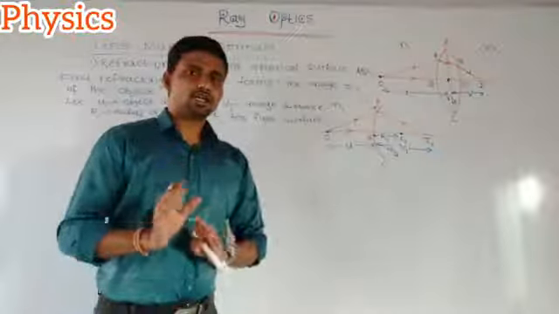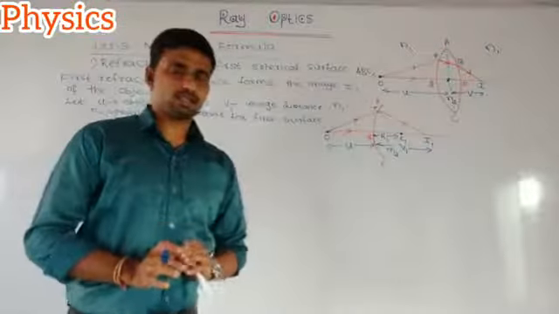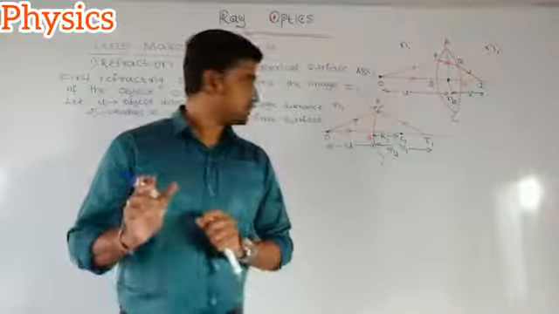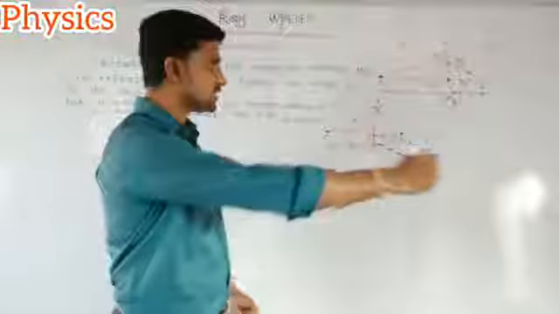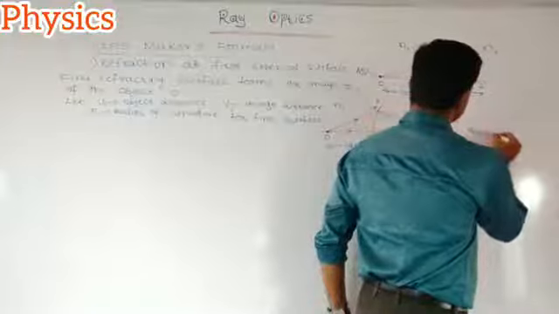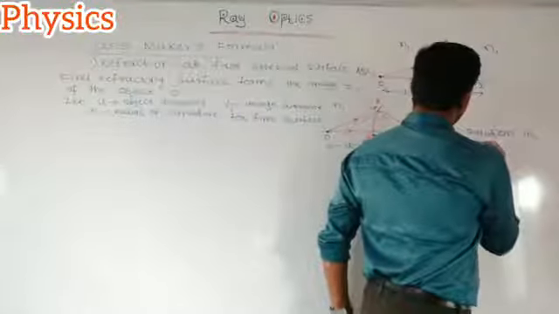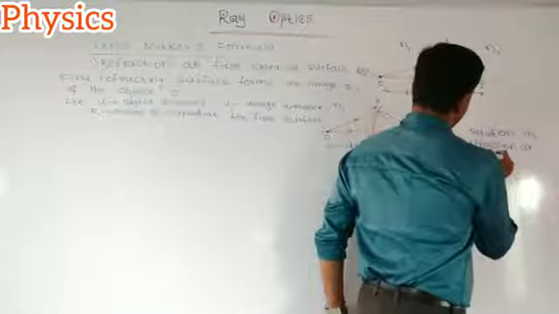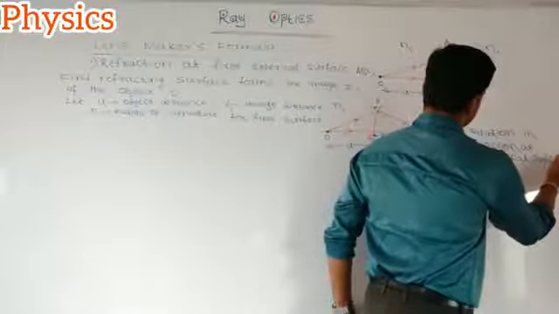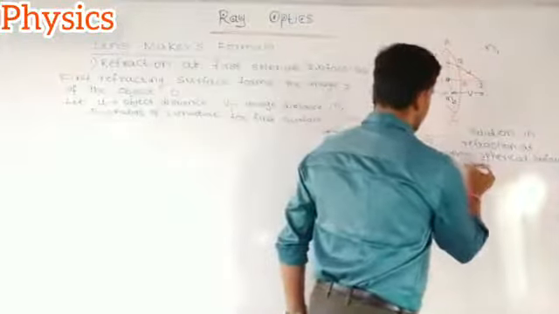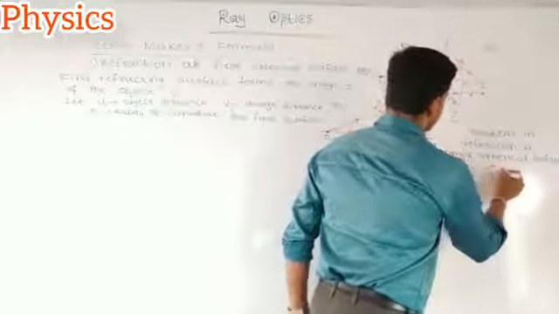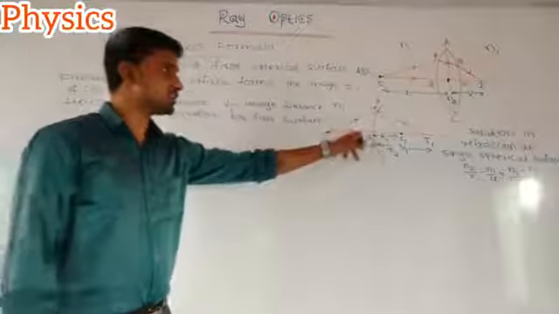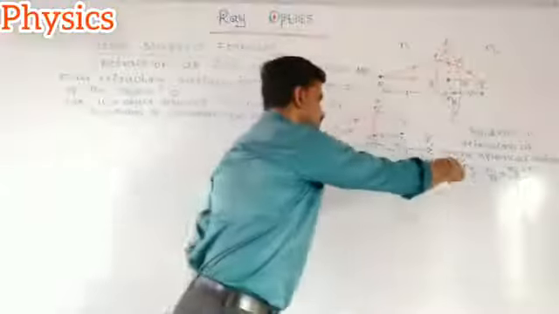Now I am going to take one relation. This relation we already derived in the previous class. That is the relation for refraction at a single spherical surface. That relation we already know: N2 by V minus N1 by U is equal to N2 minus N1 by R. This is the relation we already got, right? So here also refraction takes place at a single spherical surface. So I am considering this equation here.